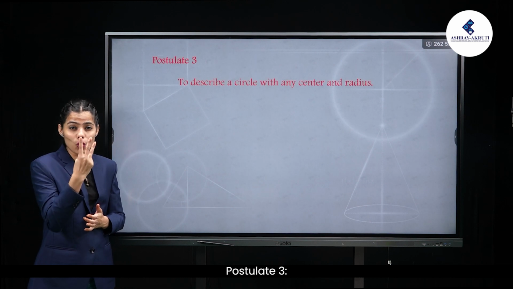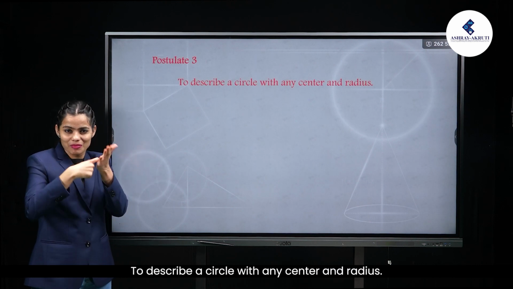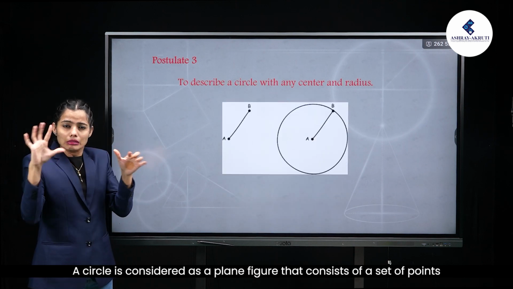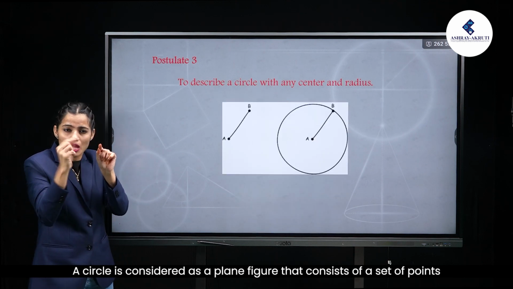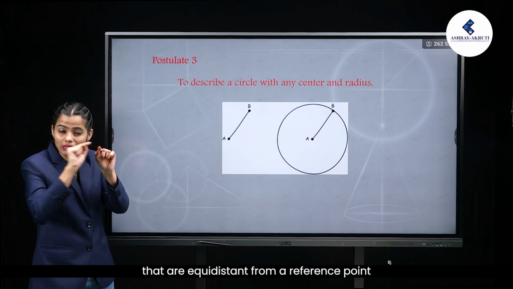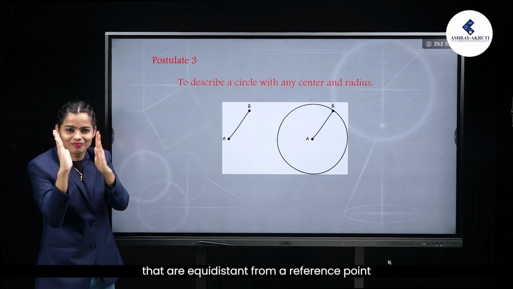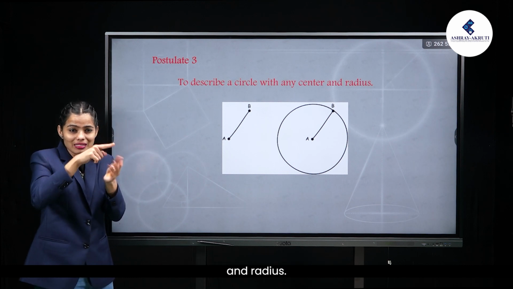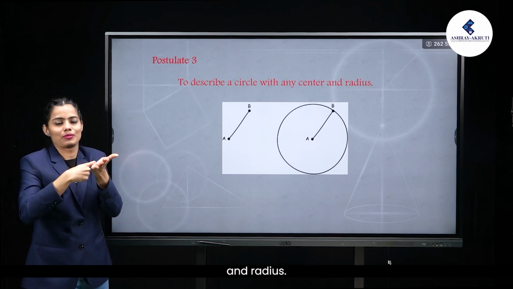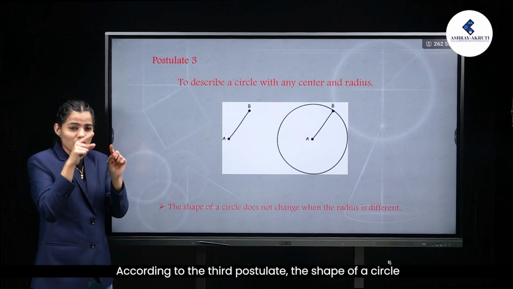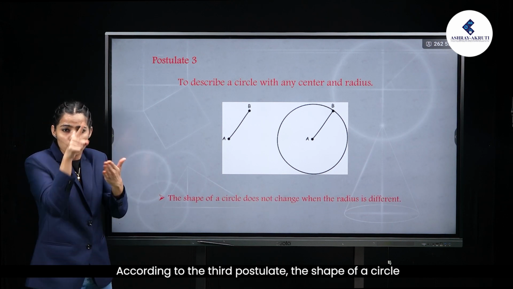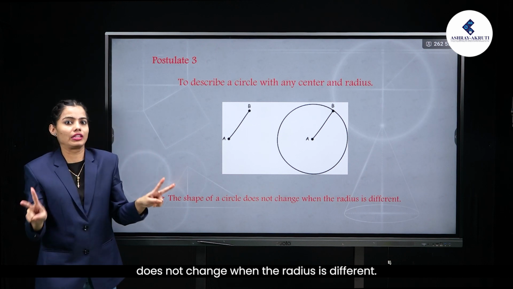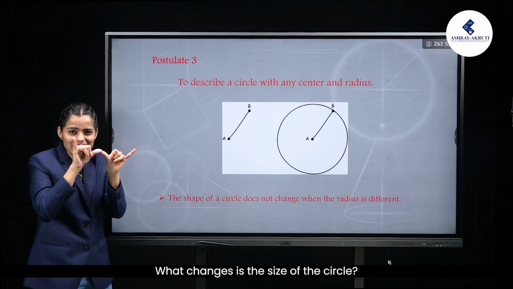Postulate 3. To describe a circle with any center and radius. A circle is considered as a plane figure that consists of a set of points that are equidistant from a reference point and can be drawn with its center and radius. According to the third postulate, the shape of a circle does not change when the radius is different. What changes is the size of the circle.